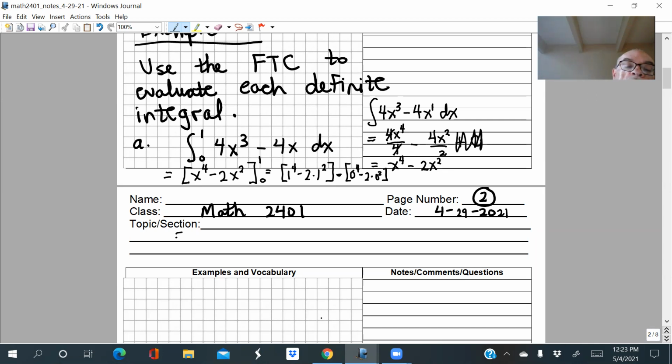Let's see, what do we get here? This is 1 to the 4th power minus 2 times 1. That looks like -1, so I get -1 here. What do I get here? 0 to the 4th power minus 2 times 0 squared. Isn't that 0? So you get -0. And wow, that turns out to be -1. That's my answer.